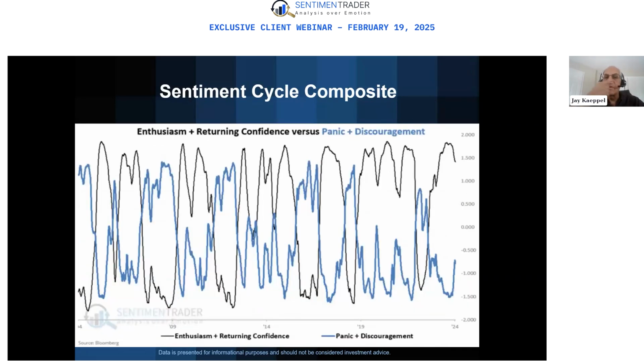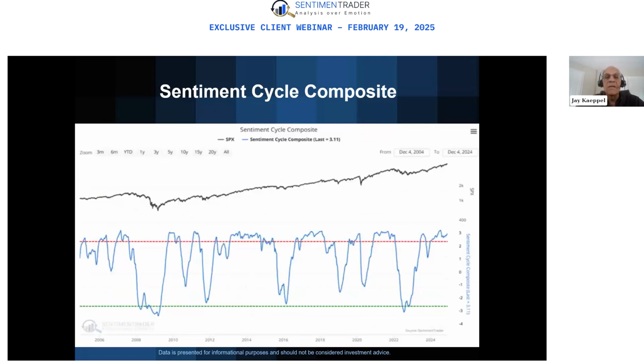So what happened is I ended up adding enthusiasm and returning confidence, and you see the black line, how that fluctuates over time. This is about the last 20 years. And then I added panic and discouragement, which is the blue line. You can see how these tend to move in different directions. So in a bit of not exactly cutting edge analysis, I wondered, what would happen if you subtracted the blue line from the black line? Well, what you get is what has turned out to be what we call the sentiment cycle composite, and you see it here. It goes from low to high, high to low.